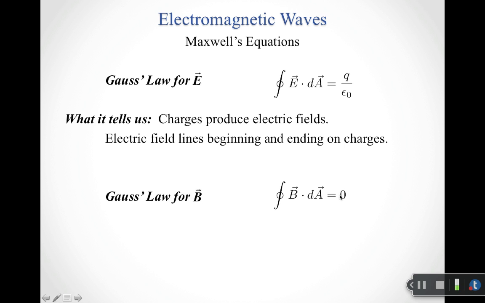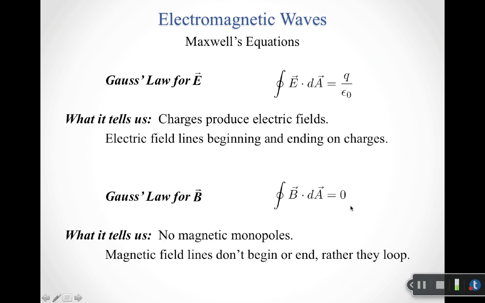There's also Gauss's law for magnetic fields, and notice it has the same form on the left-hand side, but it equals 0 on the right. So it says over some closed surface, the integral of B dot dA is always equal to 0. This tells us a couple of things as well, the most important being that there are no magnetic monopoles.